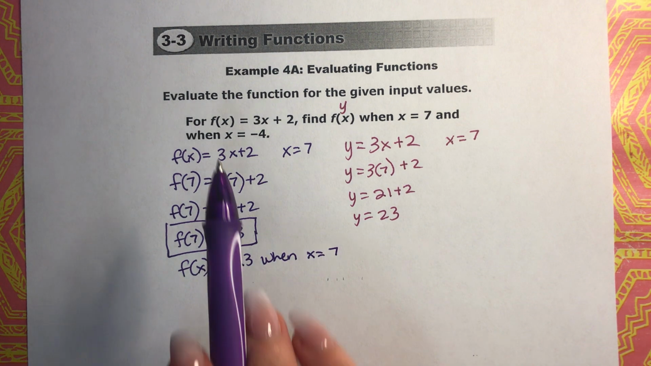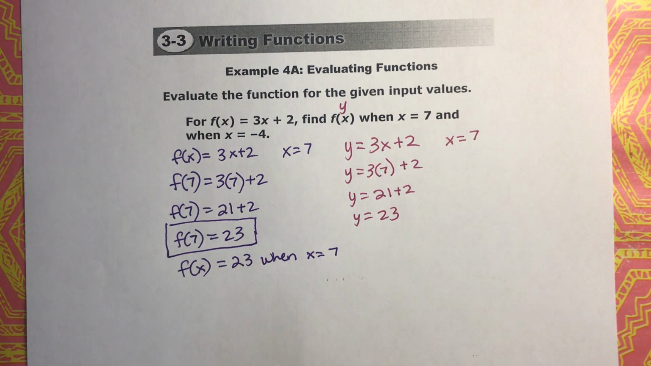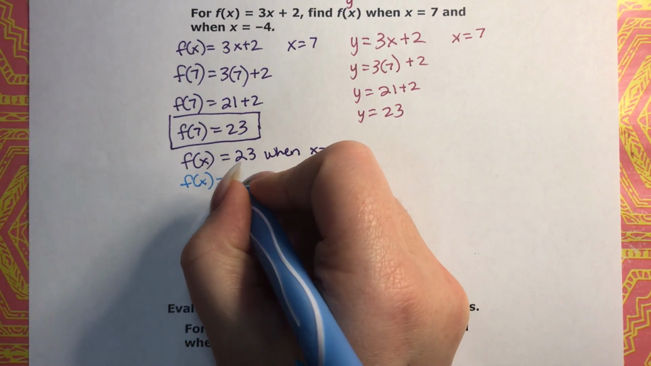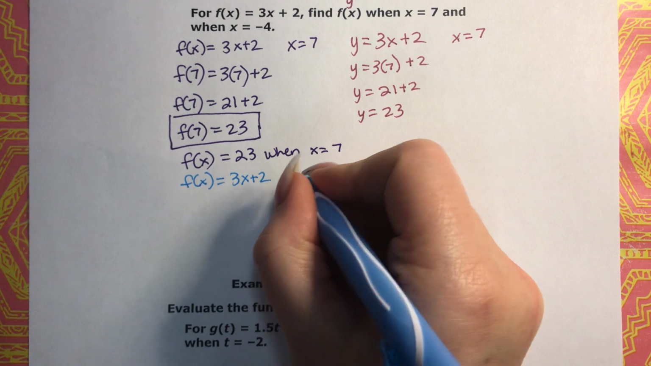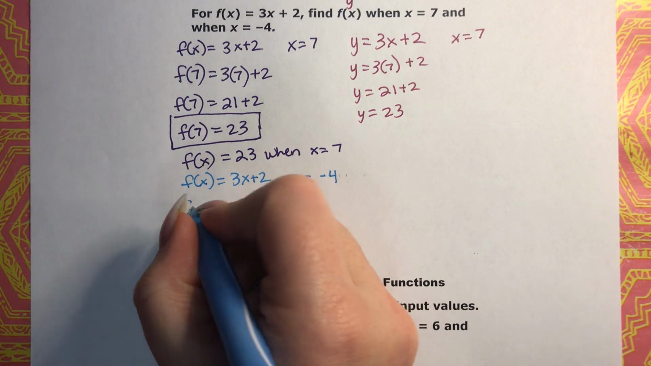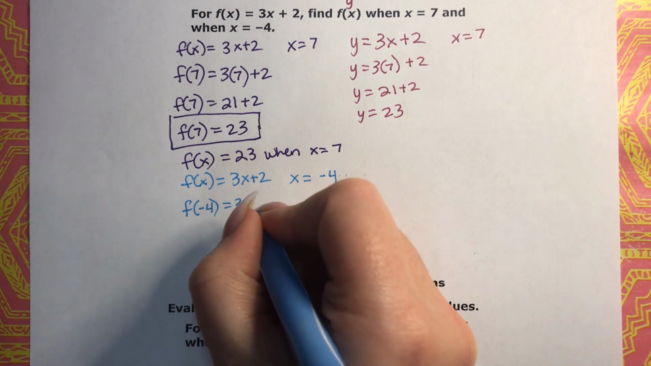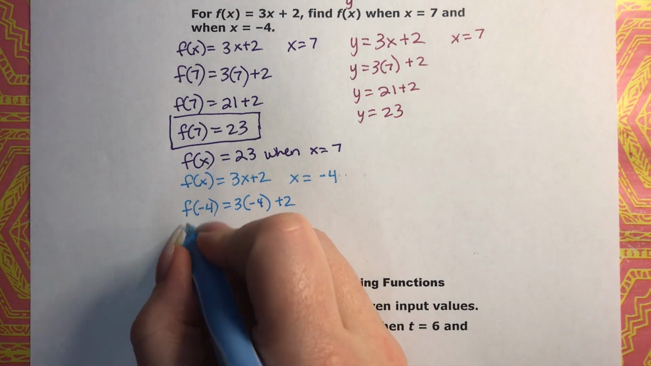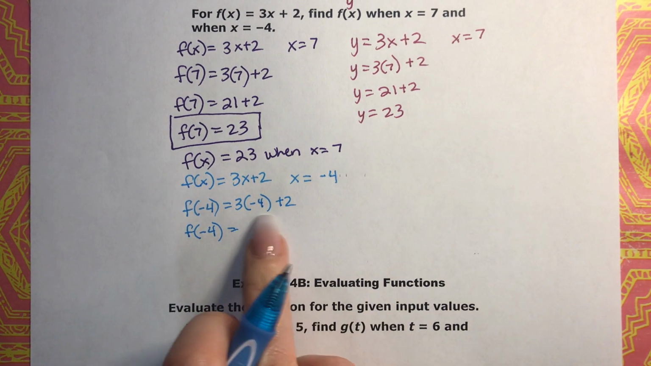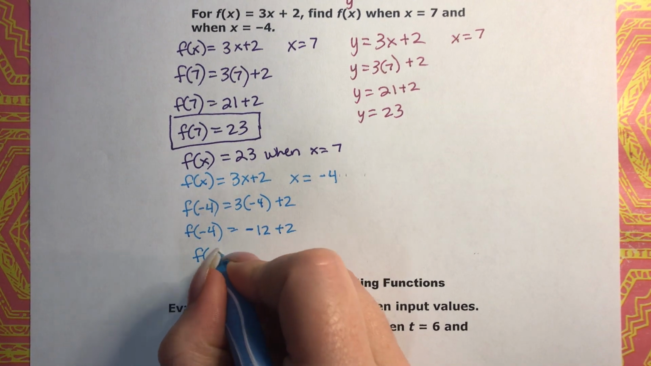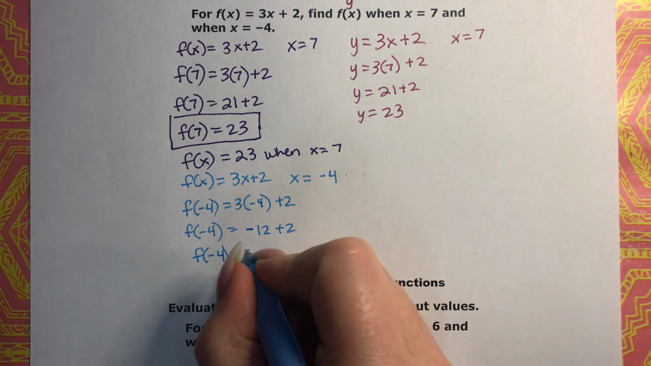Okay? But they also want to know what f of x is when x equals negative 4. So let's go ahead and figure that out. So we're going to start here with f of x, our original function, 3x plus 2, but now we're going to figure out what f of x is when x is equal to negative 4. So I'm going to substitute negative 4 in here for x, so now I'm finding f of negative 4. And then just do the order of operations. I rewrite this f of negative 4. 3 times negative 4 is negative 12 plus 2. That means f of negative 4 leaves me with negative 10.